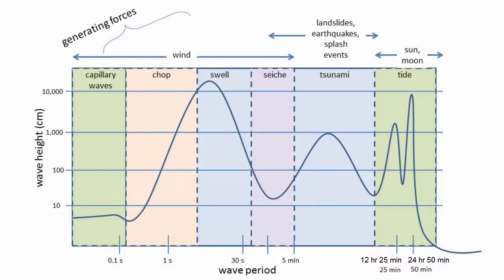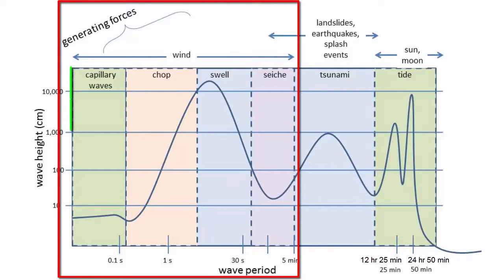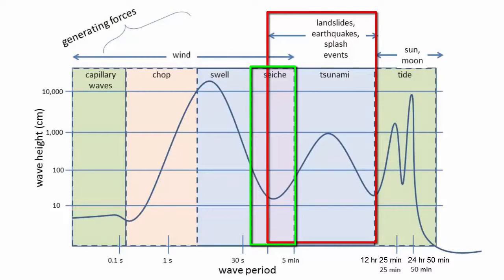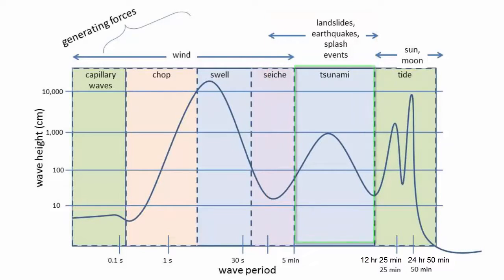This image here shows these different generating forces and the different heights, periods, and names of the waves that are produced. Wind-generated waves include the tiny capillary waves, chop, swell, and sea. Some sea can also form through splashes generated by earthquakes or landslides, but most of those waves are called tsunami. As you see from this image, the potential for the tallest waves, as high as 100 meters, occur for swell.